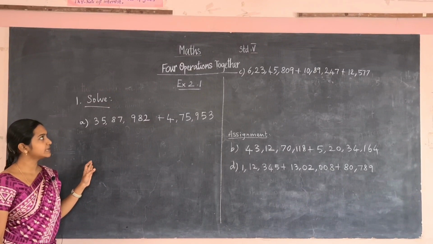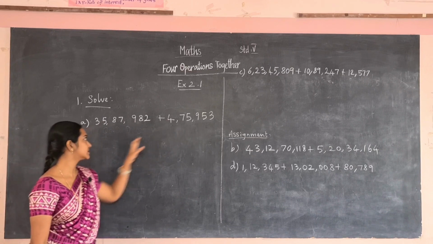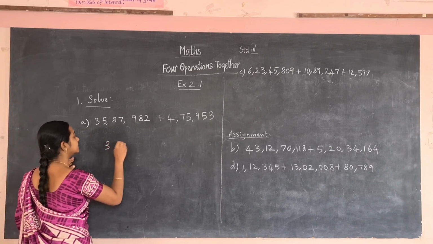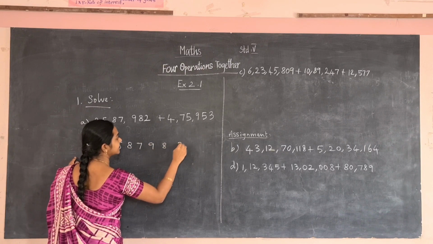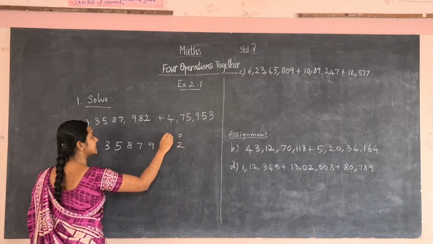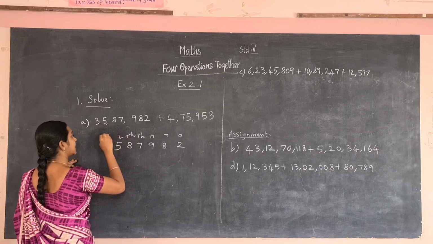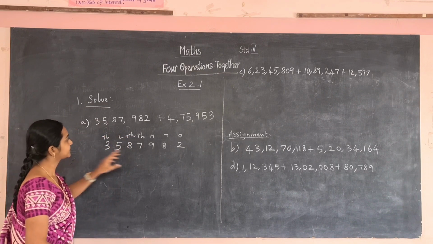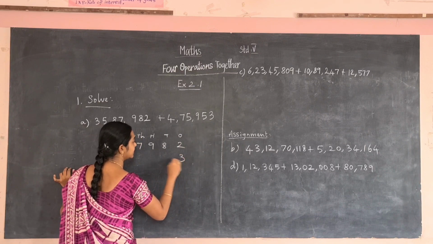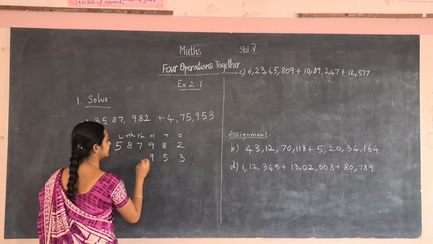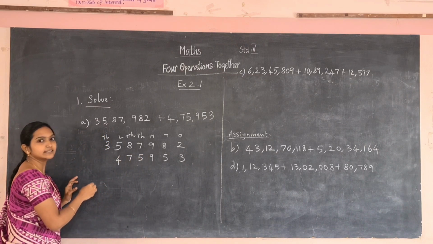We are going to solve exercise 2.1 problems. The first problem is we are going to add two numbers. So first write the number with the place value, that is ones, tens, hundreds, thousands, 10,000s, lakhs and 10 lakhs. Now write the second number starting from the right. So 3, 5, 9, 5, 7, 4. Now we are going to add these two numbers.